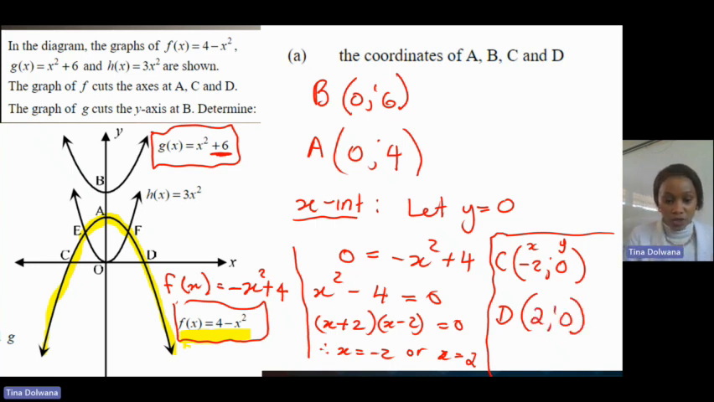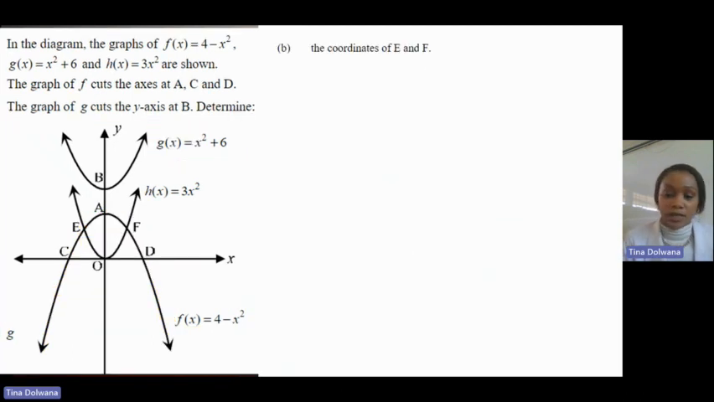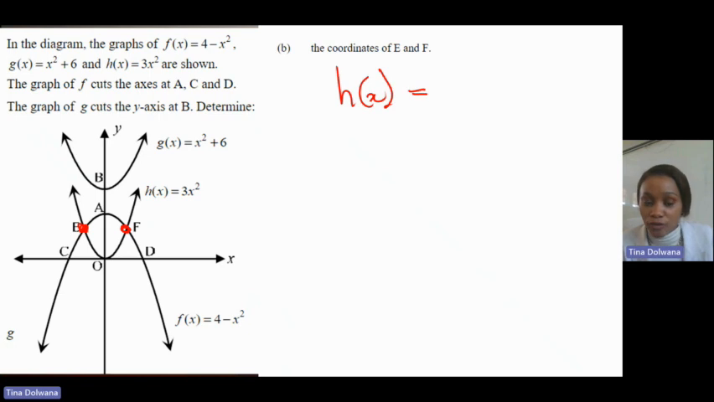Now, maybe we can just talk about the points of intersection. So let's just look at this. What is E and F? As we said, H and F are actually crossing each other at those points. So basically, points of intersection, this is where h of x is equal to f of x. Right, so what is h of x? h of x is 3x squared. And what is f of x? f of x is 4 minus x squared.